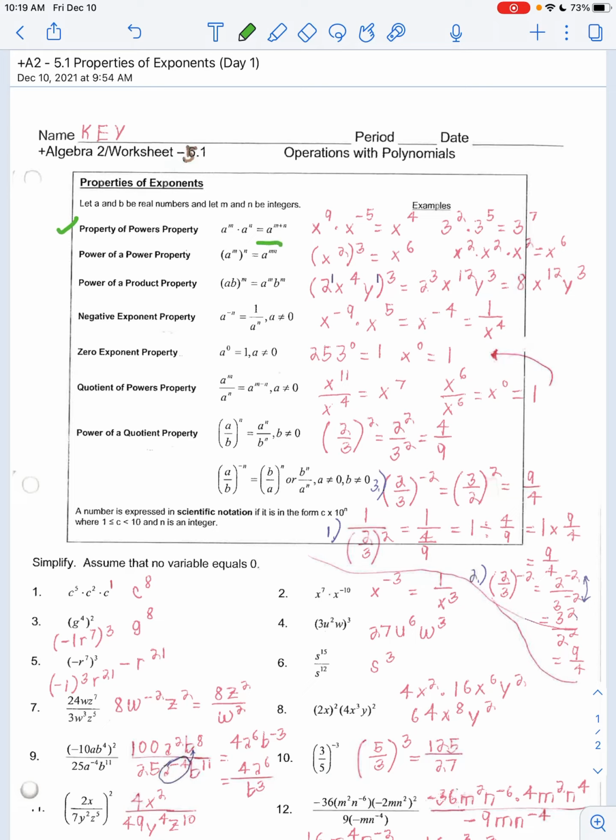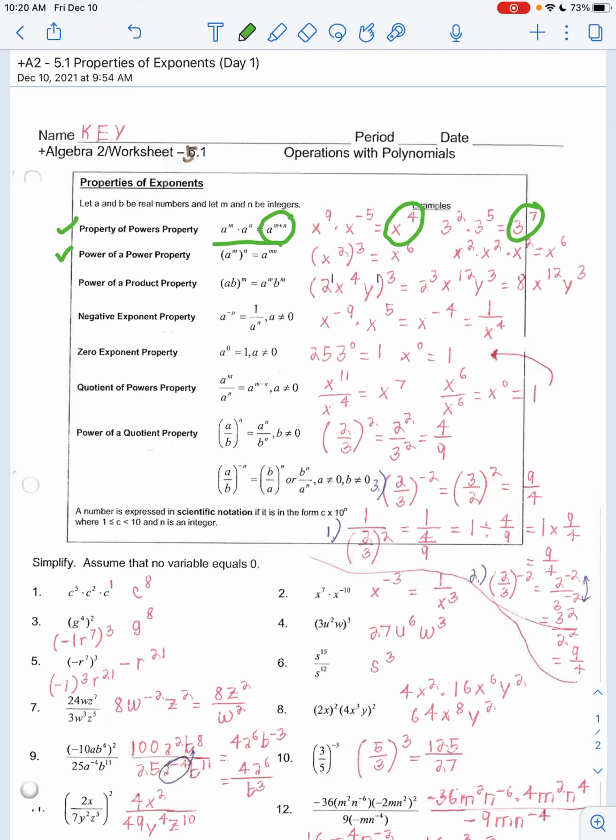If you take a look at the rule, when you multiply like bases, what you do with the exponents is you add them. So in my example, I have x to the 9th times x to the negative 5th, and when I add 9 and negative 5, I get x to the 4th. This can also be used with bases that are numeric. 3 to the 2nd times 3 to the 5th, you add the 2 and the 5 and get 3 to the 7th. So that's when you multiply like bases.